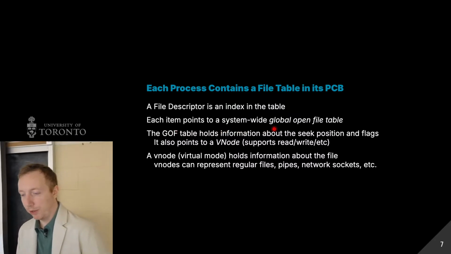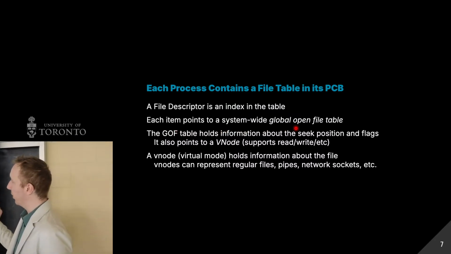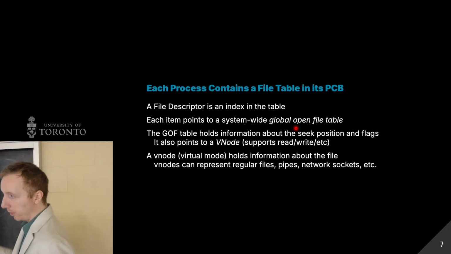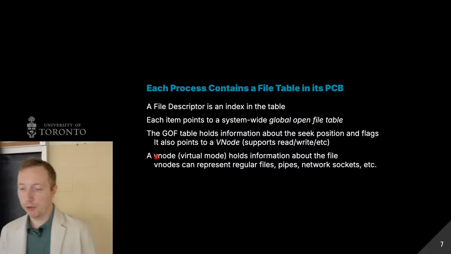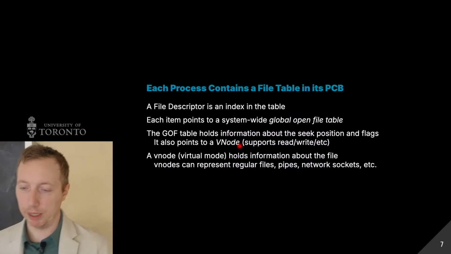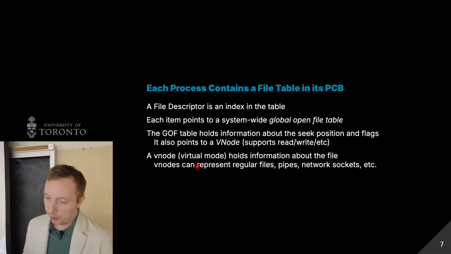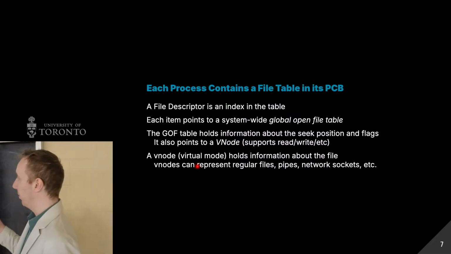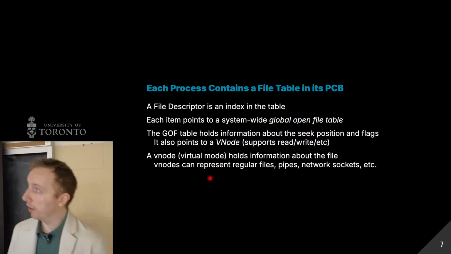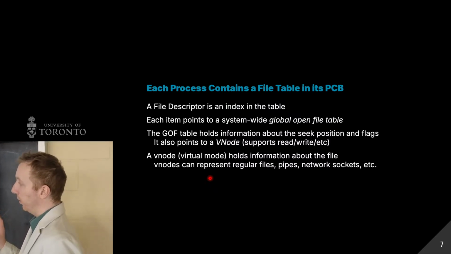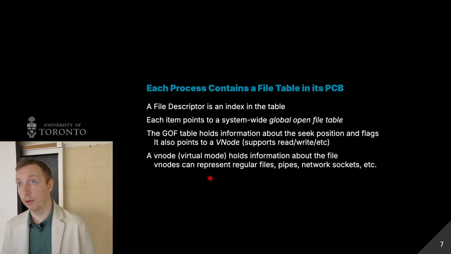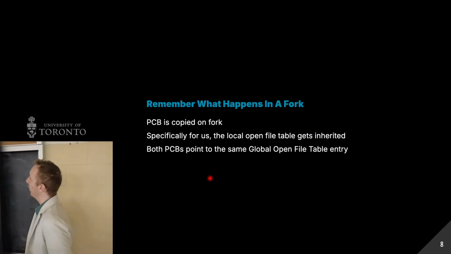So the GOF holds information about the seek position, so what the current position is, what the flags are, so what I'm allowed to do through this file descriptor. Am I allowed to read or write to it? And then it also points to a vnode. A vnode is just some actual resource that supports reading or writing bytes. So that vnode itself holds information about the file. They can represent regular files, pipes, network sockets, a whole bunch of stuff. So we'll go into what the actual structure of the vnode is for regular files as we go on, but not till the next lecture, which is next Wednesday, because we have that fun test.